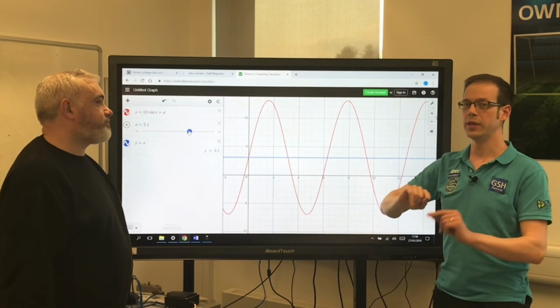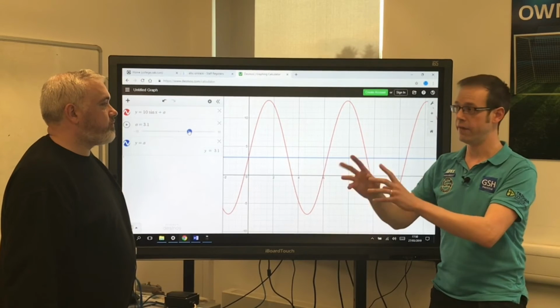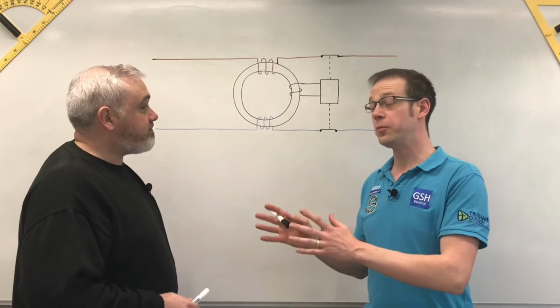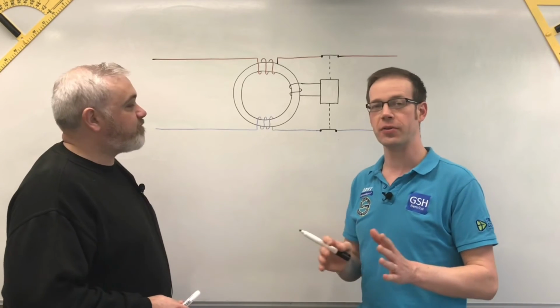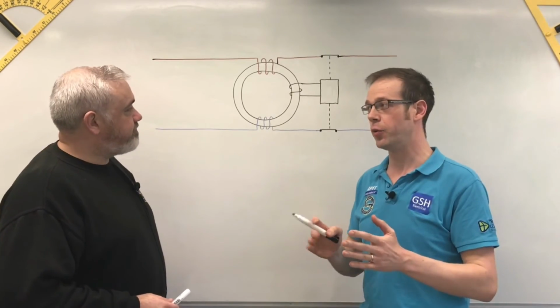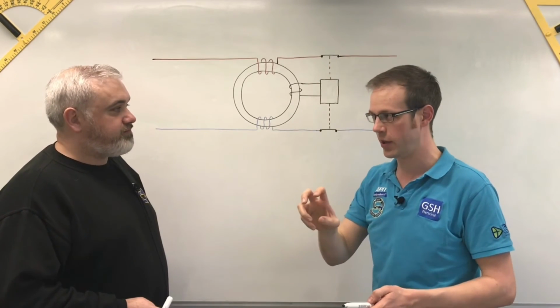So what we'll do now is we'll nip back over to the board and have a little bit of a look at why that then affects the RCD. So Paul, we've just seen on the computer screen the effect of what happens when we add DC into an AC current. We end up with the positive part of the cycle having a much higher current than the negative part of the cycle.